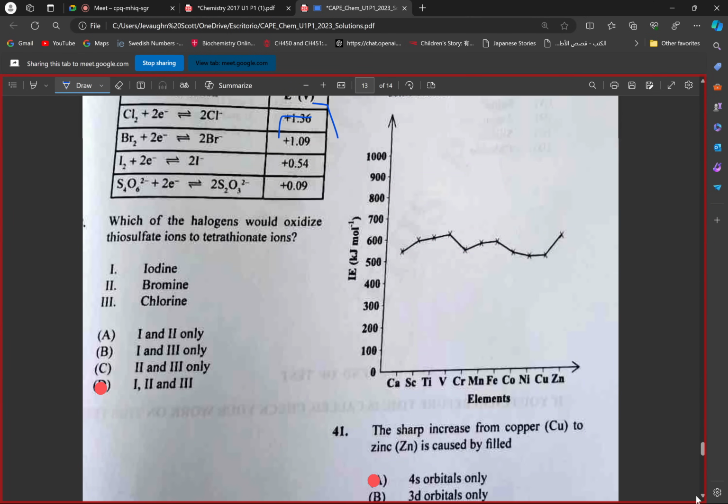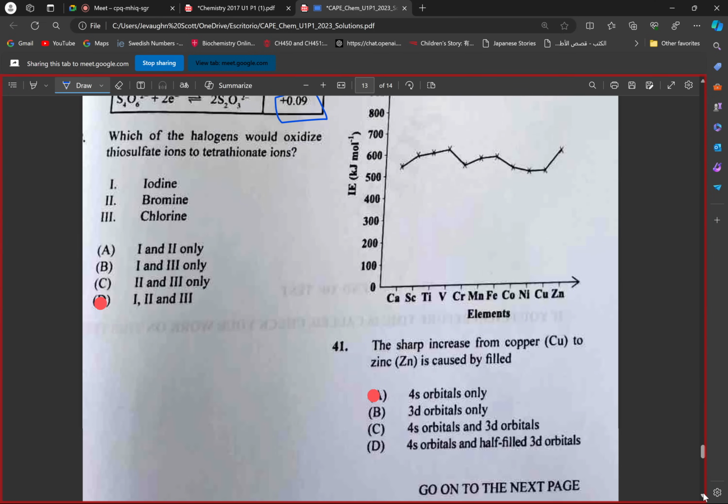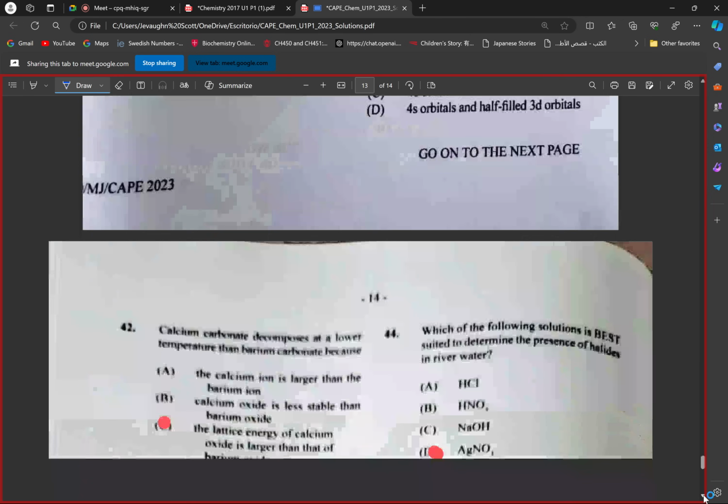Here we come back to the repeat of this question. The sharp increase from copper to zinc is caused by the filling of the 4s orbital. The only difference between copper and zinc is the 4s orbital. They both have filled 3d orbitals, but copper has a half filled 4s, zinc has a full 4s. So that's the difference between them there.